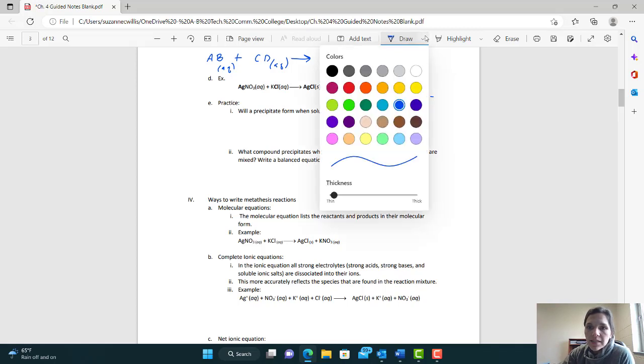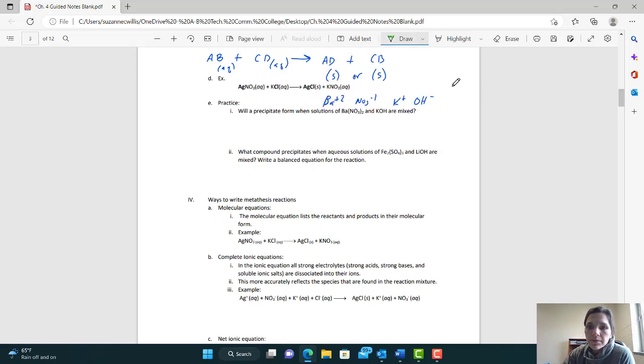So does it make sense that we will flip-flop who goes with who? Barium's positive, so he'll come together with hydroxide. So one of your products is going to be BaOH2. See how I did the flip-flop? The 1 came down and the 2 came down. That's one product. The other product will be K and NO3 coming together.